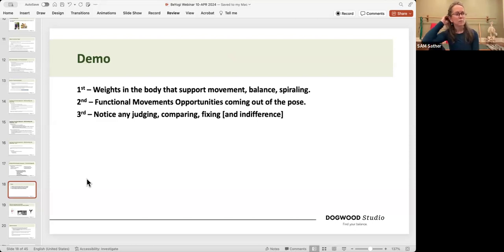I'm going to first cultivate your awareness related. It's really the second component of a functional approach. And then the next one I'll do is more functional movement. The first one, the physicality. And then throughout these 2 demos, notice if you go into any judging, comparing, or fixing, or indifference. That would be that 3rd component. Just an example, there's so many examples.